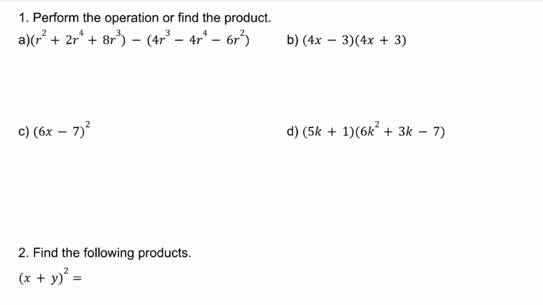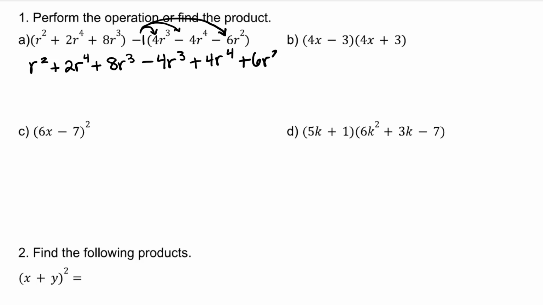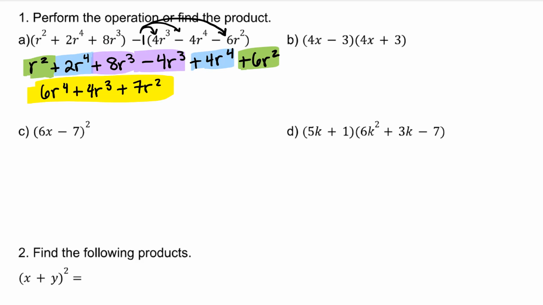Number 1, Part A. Because there is a subtraction symbol in between these polynomials, we must distribute the -1 into the second polynomial, which would be multiplying -1 by each term in the second polynomial. Now we can write the polynomials without parentheses. Combine like terms, and you have your answer.